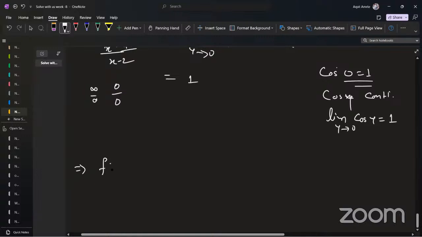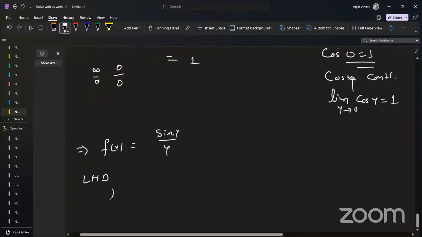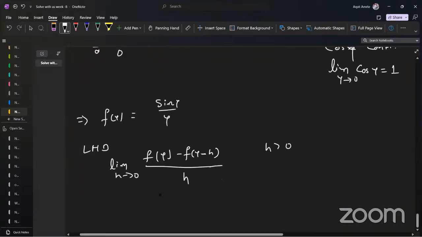Okay, so we have f(y) equals sin y by y. We have to see the left hand derivative. What will be my left hand derivative? It will be limit of h tends to 0 of f of y minus h minus f of y, divided by h. Here h is positive. We are taking h as positive.